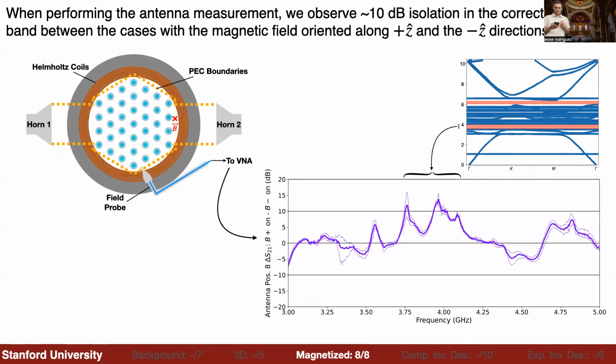Okay. So then when I perform the measurement, we observe about 10 dB isolation in the collected frequency band. So this right here is the dispersion diagram for the magnetized photonic crystal. It's very complicated, but the point to realize here is that this is the band gap that we're using.